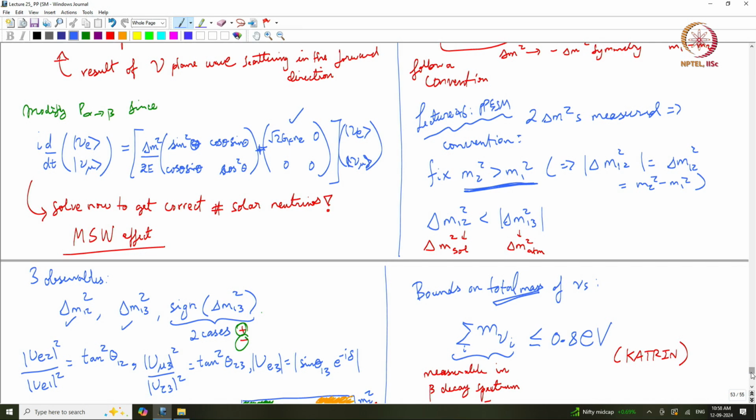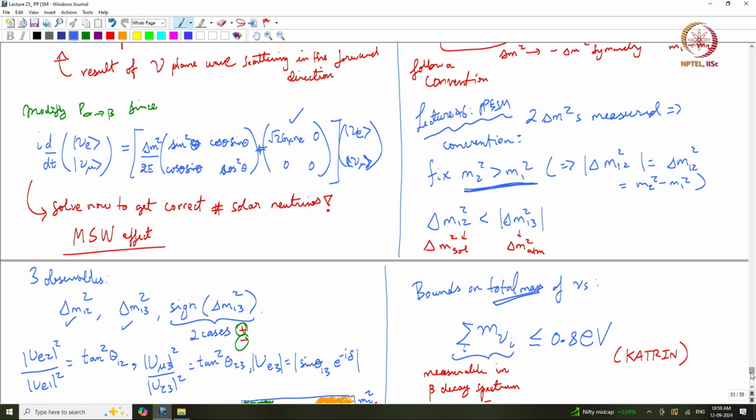So, we have measured only 2 of the delta m squareds, using solar neutrinos and atmospheric neutrinos dominantly. That means we will have to choose a convention for checking what the actual mass ordering of the mass eigenstate spectrum should be, and we chose this convention. This is the convention chosen by everyone in fact, where you fix m2 squared to be larger than m1 squared, so that the sign of delta m12 squared is fixed, but you let the sign of delta m13 squared float.